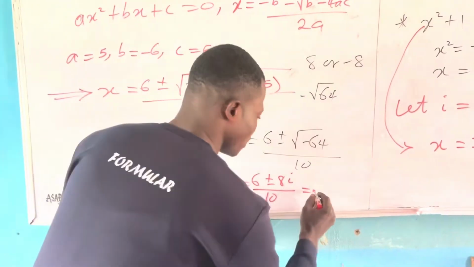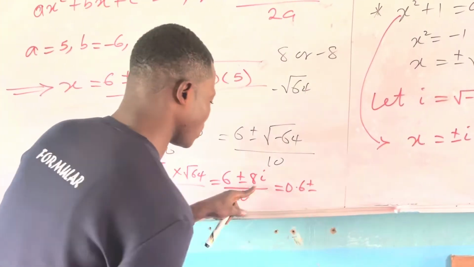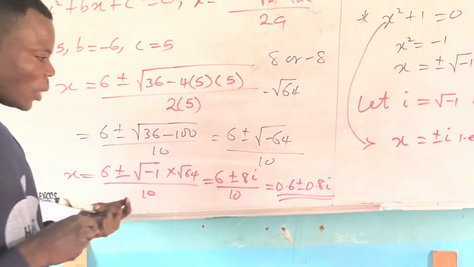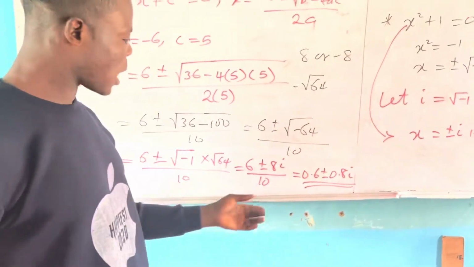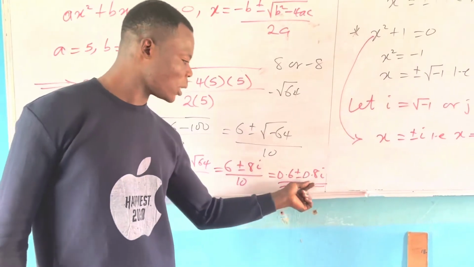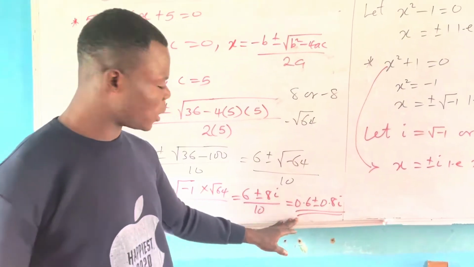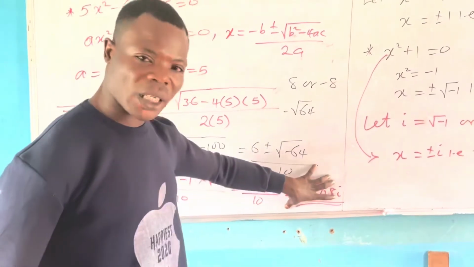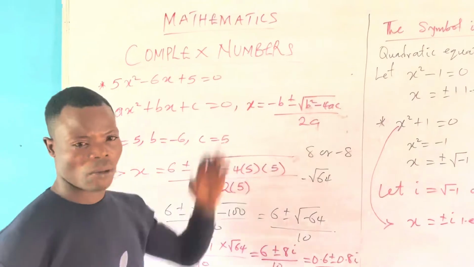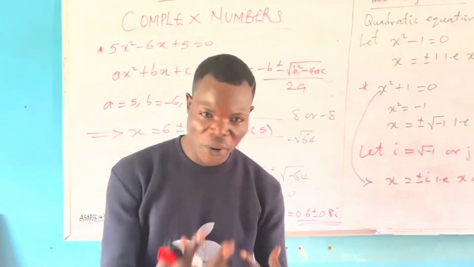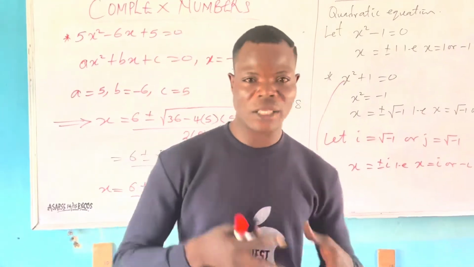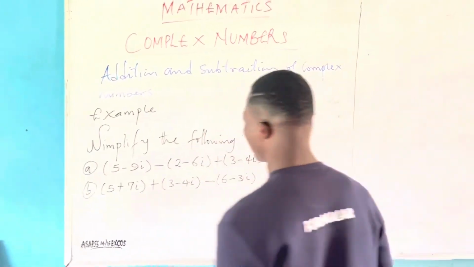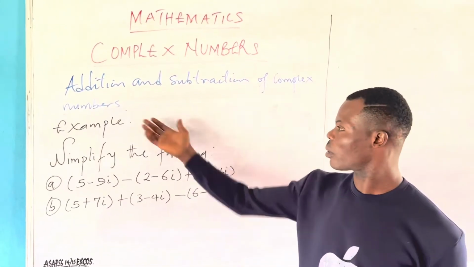And this can be written as 0.6 plus or minus 0.8i. So the solution for this equation now is 0.6 plus or minus 0.8i. So the real part of it is 0.6 and the imaginary part of it is 0.8. So the measure of this is what is referred to as a complex number. But how do we operate complex numbers? Let's look at addition and subtraction, followed by the multiplication of complex numbers. So let's see this example, addition and subtraction of complex numbers.